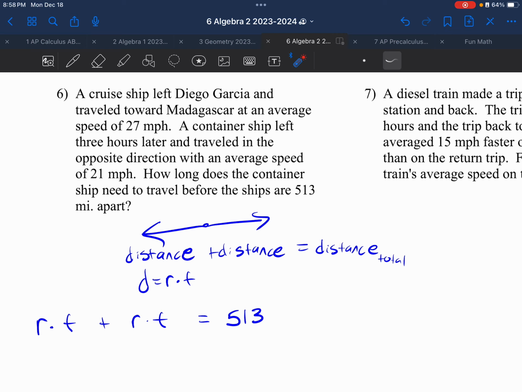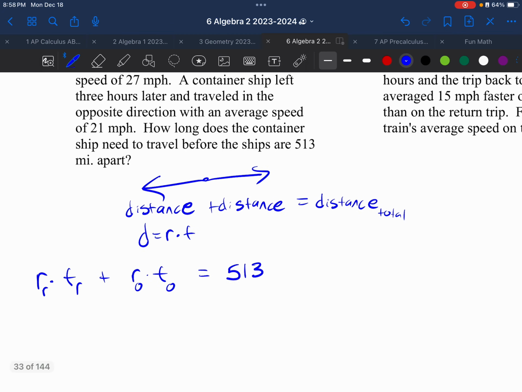I know one of them is a cruise ship, the other one is a container ship. So I'll put R for cruise ship and O for container ship. Instead of cruise and container, I'm changing it to R and O. So this is R sub R, T sub R, and R sub O, T sub O, just for that second letter of the type of ship that we have. The rate of the cruise ship is 27 miles per hour, so I'm going to say this is 27. And the rate of the container ship is 21 miles per hour.